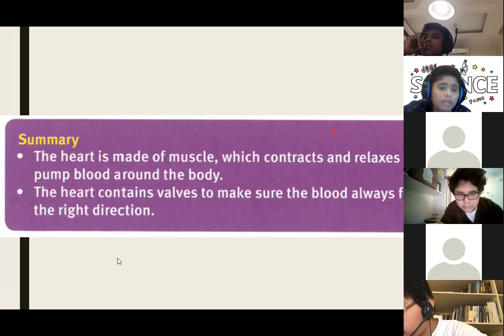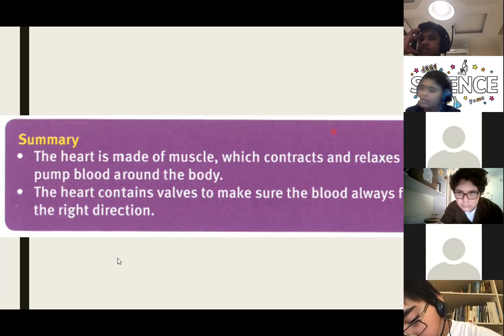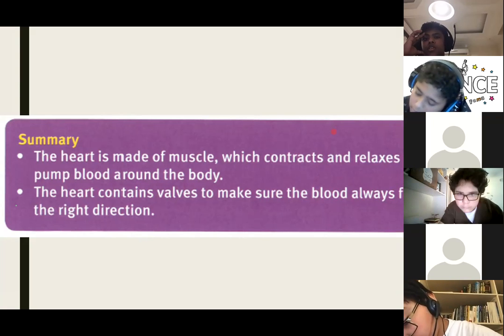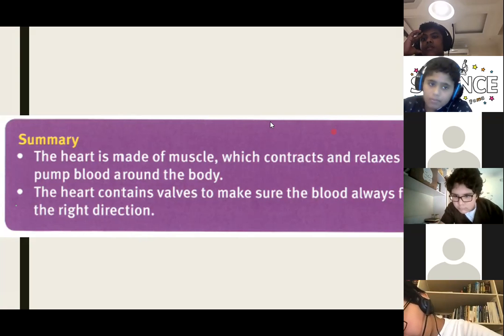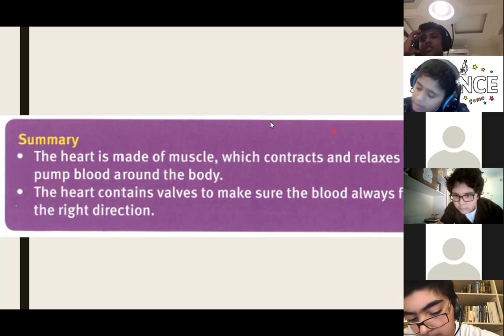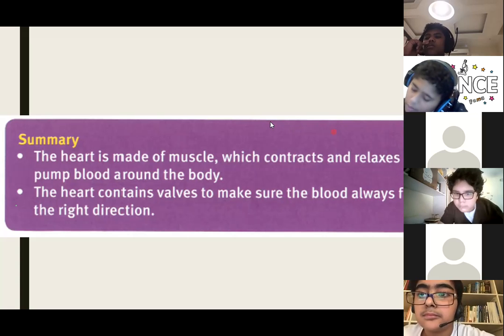Okay. The heart is made of muscle which contracts and relaxes to pump blood around the body. The heart contains valves to make sure the blood always flows in the right direction. Good. So I promised you I would show you the valves. Let me go to the heart valves. Tricuspid valve picture. Let's go to the images.